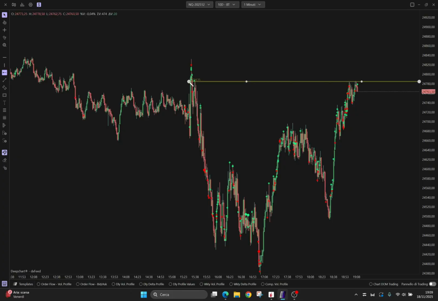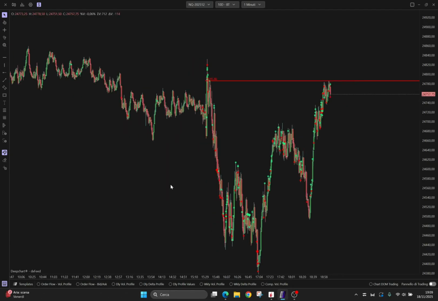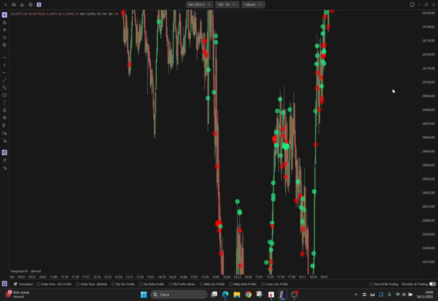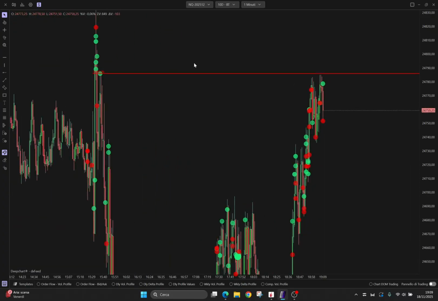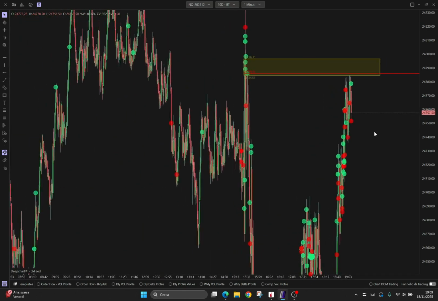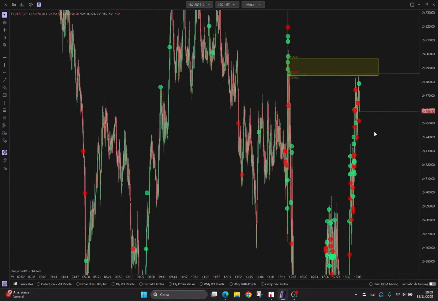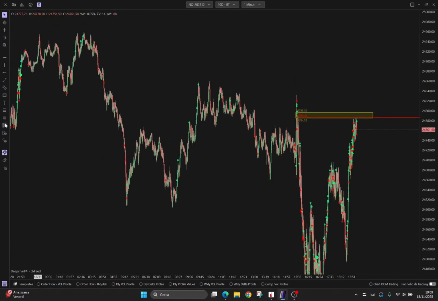This is a really strong protection point of the sellers. So you can expect that the sellers that protected before will continue to protect this level, because all these buyers got absorbed. And now we are in the upper range of the balance.